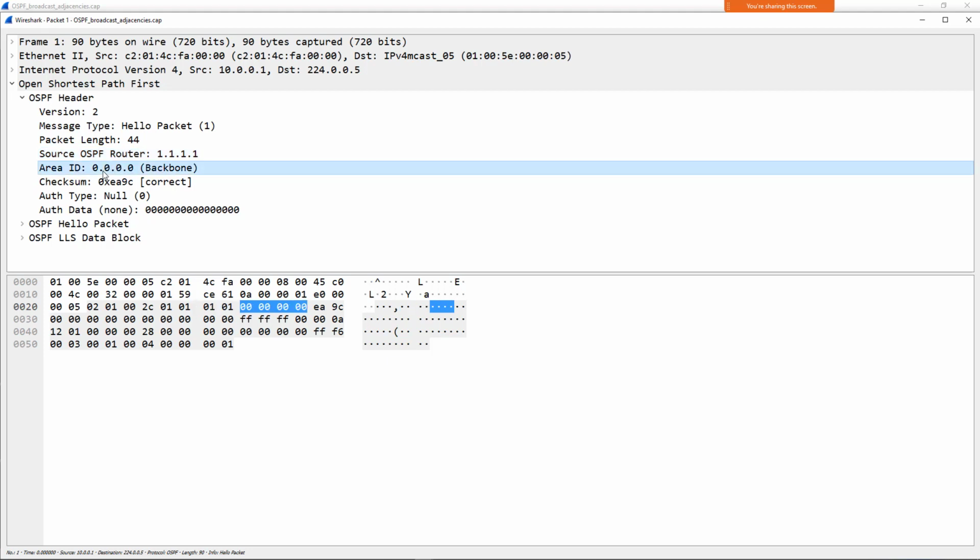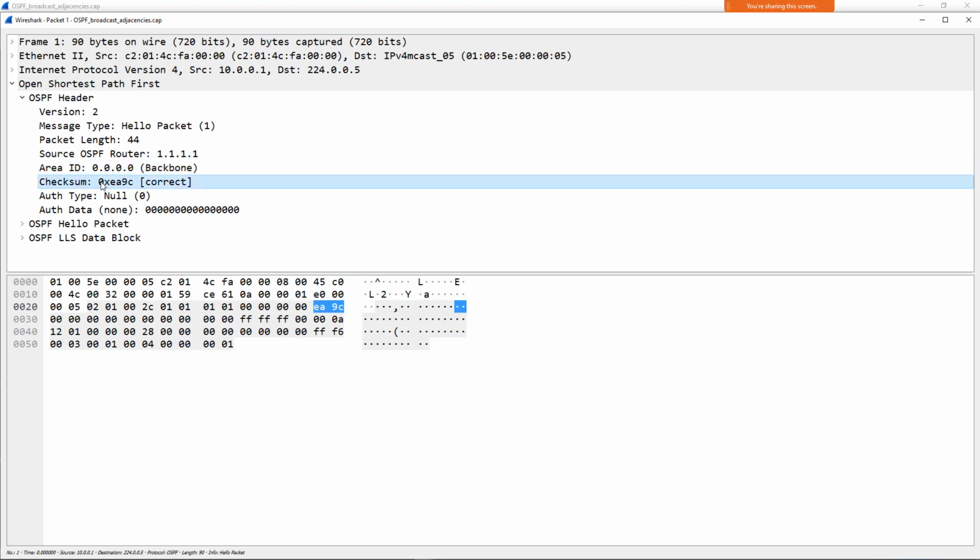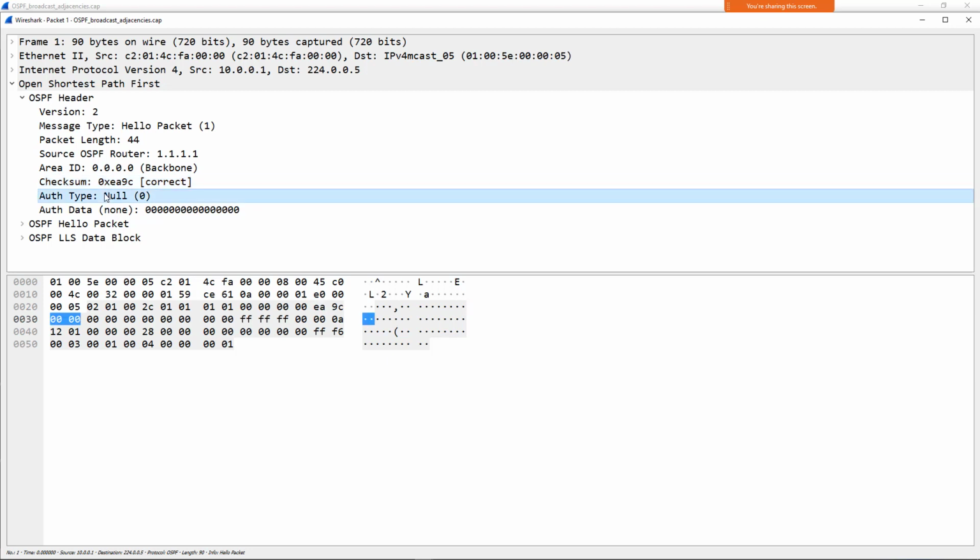What area is this packet originating from? There's a checksum to verify the integrity of the packet itself. The authentication type that we're using will either be a 0, a 1, or a 2. A 0 means no authentication. A 1 means clear text authentication. And a 2 means hash-based authentication, so like MD5 or SHA authentication.